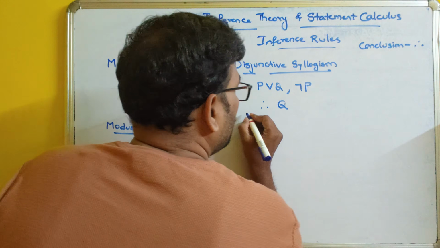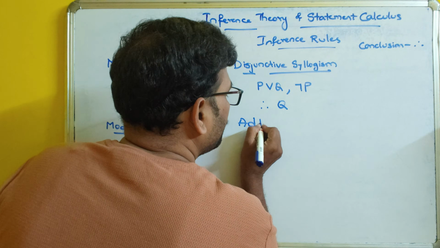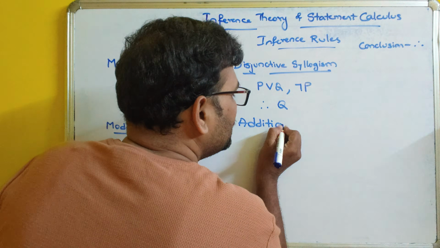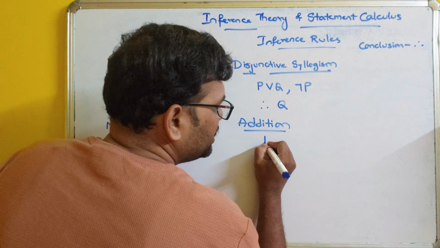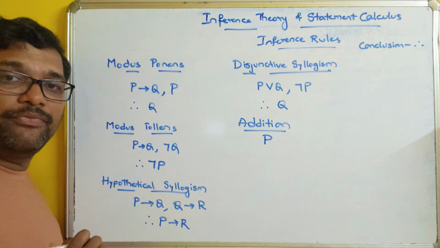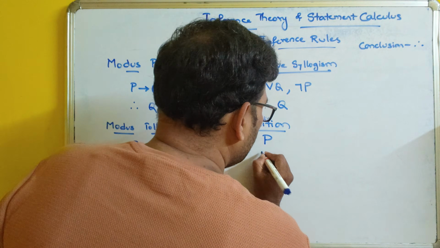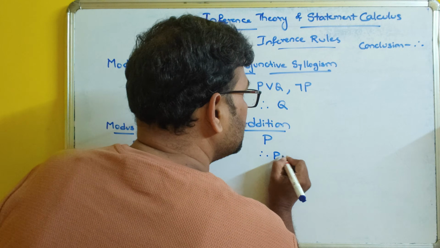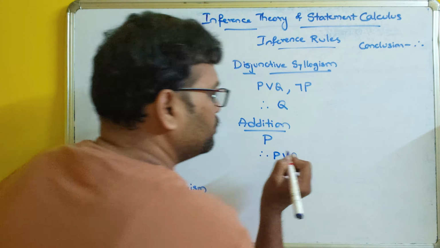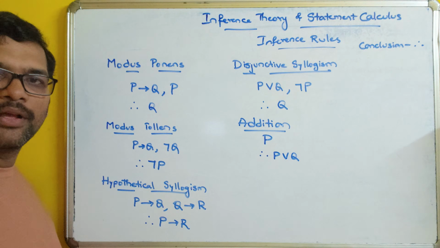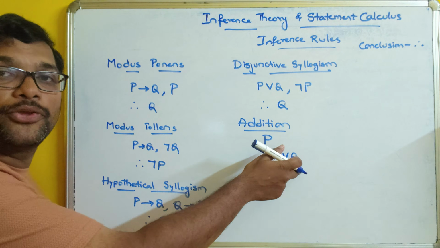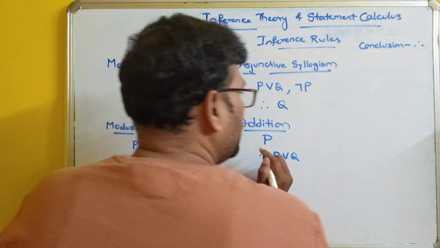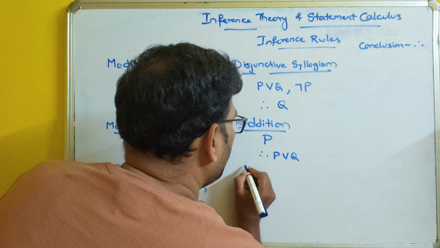Next, addition. So we know addition is nothing but a disjunctive connective, right? If the premise is in the format of P, then that can be written as P or Q. Simple addition, simple. Okay, if there is any premises, that can be written as P or Q. So which is a P. And the next one is simplification.